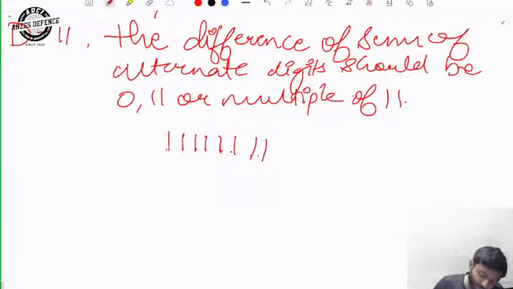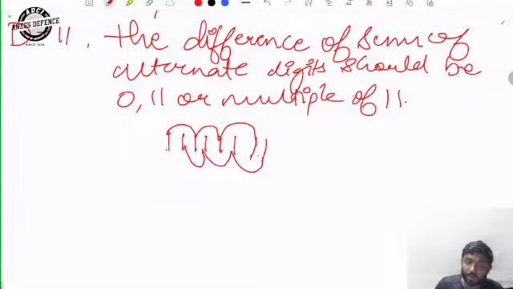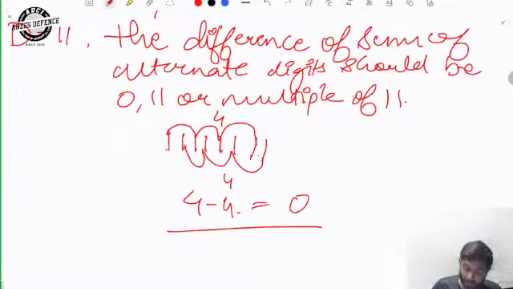Okay. That means the sum of alternate numbers, first 1 plus 1 plus 1 plus 1. This is alternate numbers, again 1 plus 1 plus 1 plus 1. So the sum is 4, again 4. The sum of alternate digits is done, and now the difference of them, 4 minus 4, should be 0, 11 or a multiple of 11. Now the difference is 0. Then yes, this number is divisible by 11.